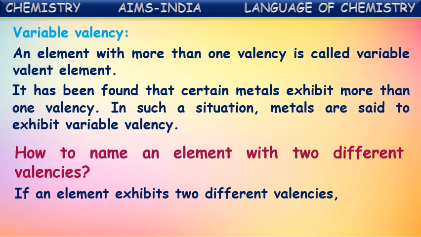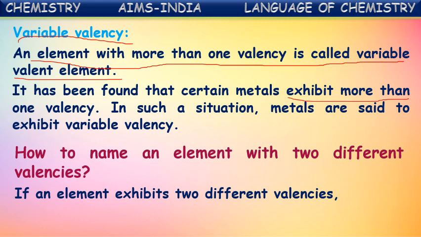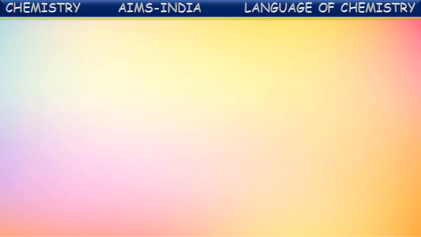So what is meant by variable valency? An element with more than one valency is called a variable valent element. It has been found that certain metals exhibit more than one valency. Some metals show different valencies while forming different compounds. So metals are said to exhibit variable valency. How to name an element with two different valencies? Let us see, this is also a very important and interesting thing.